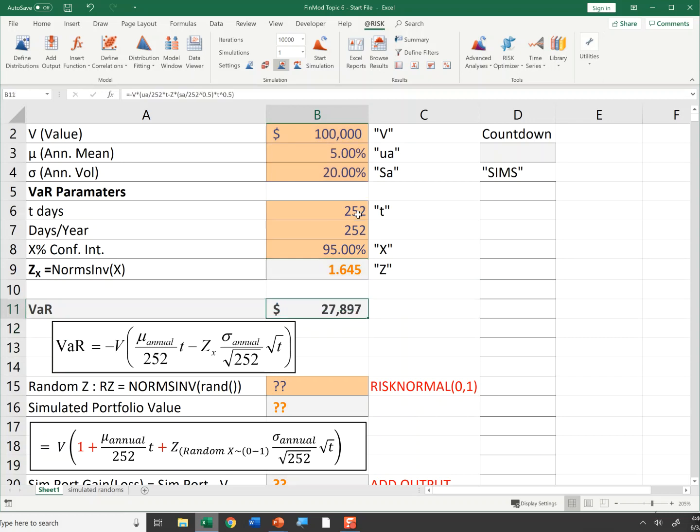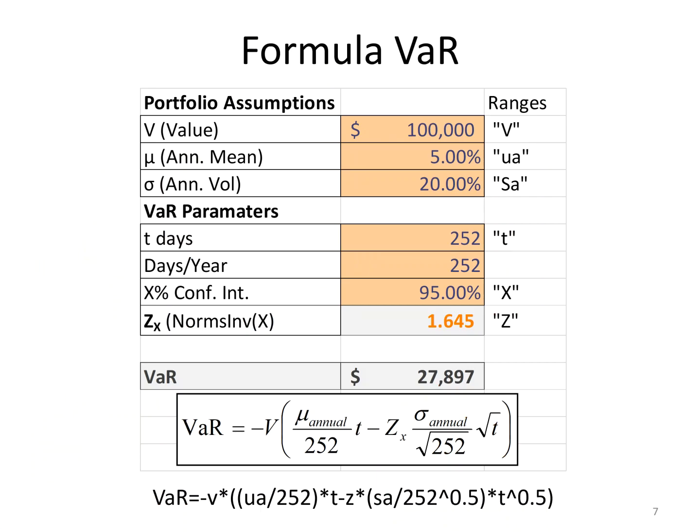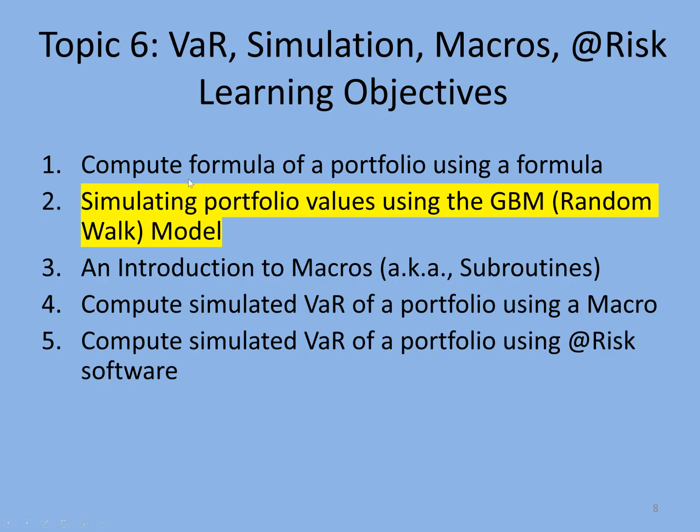And we get 27,897, which is really close to that 27,900 we calculated when we were rounding this to 1.645. So there it is. That's our formula VaR. In this topic, we calculated the VaR of a portfolio using a formula. Next topic, we'll simulate portfolio values using a random walk model.